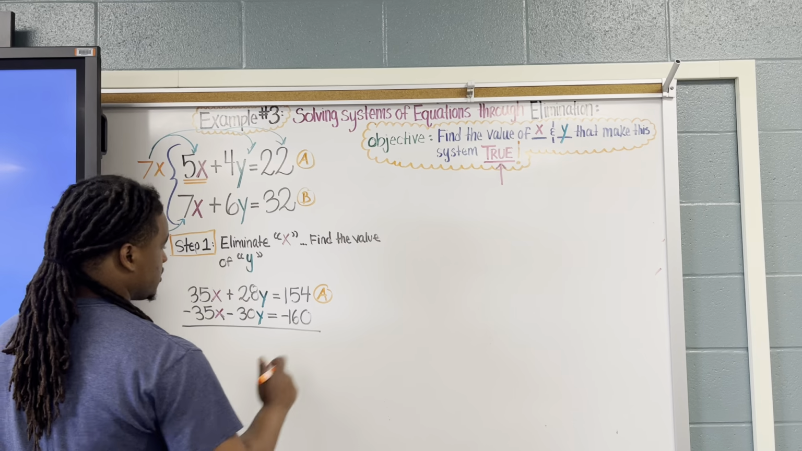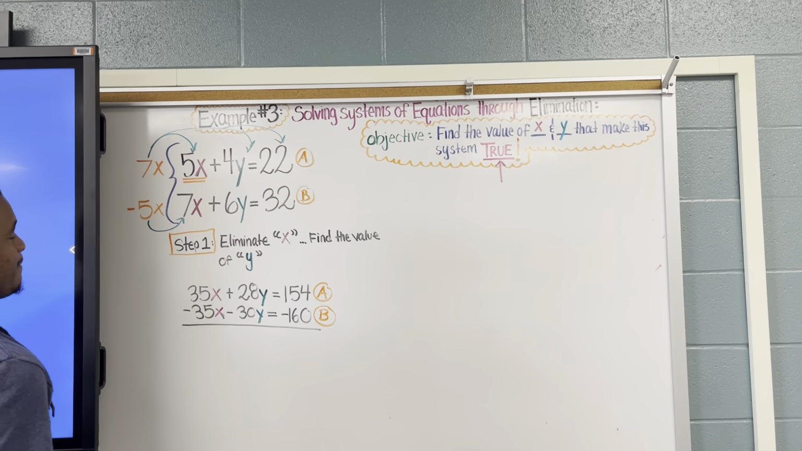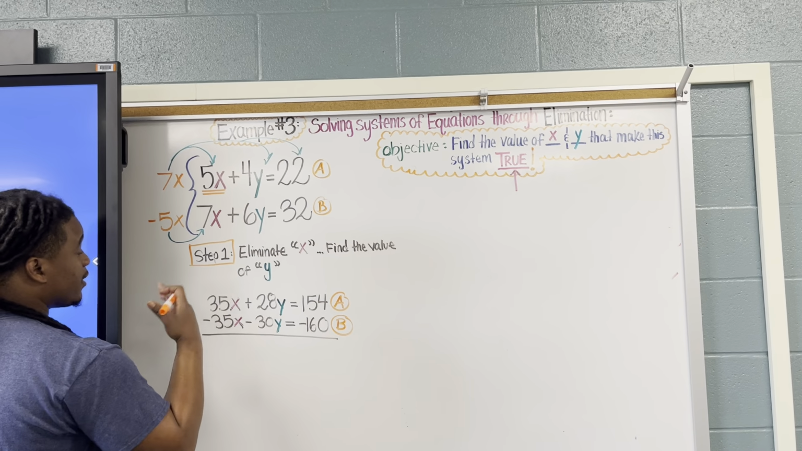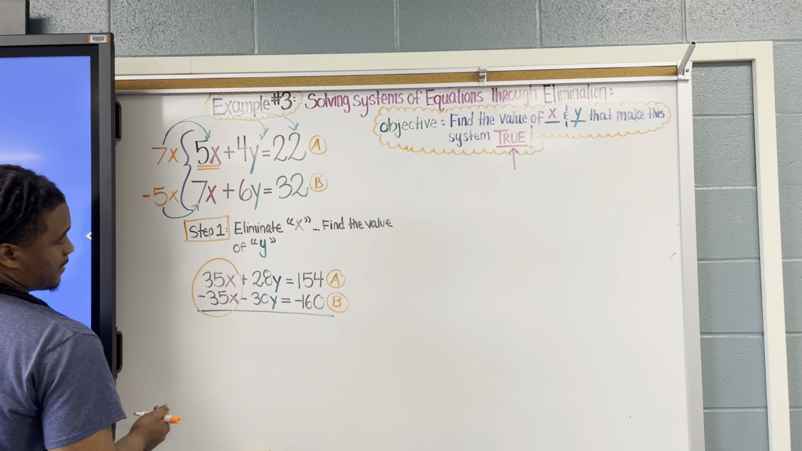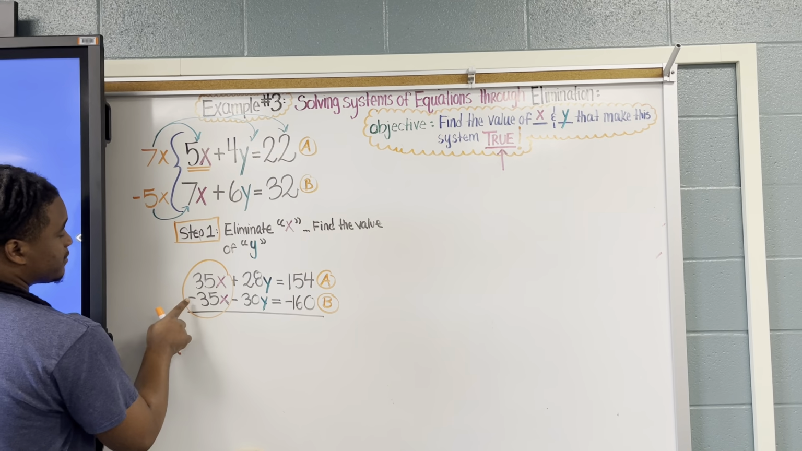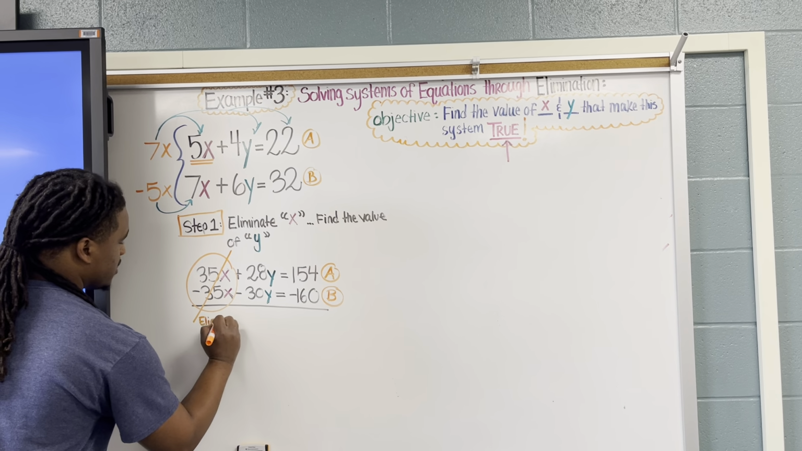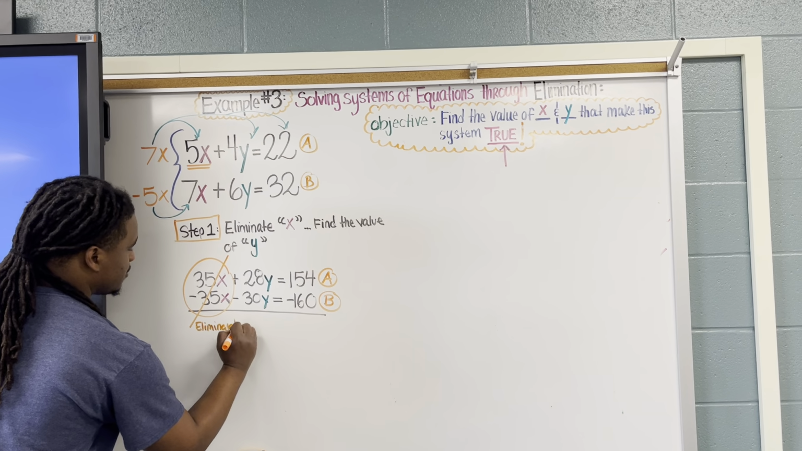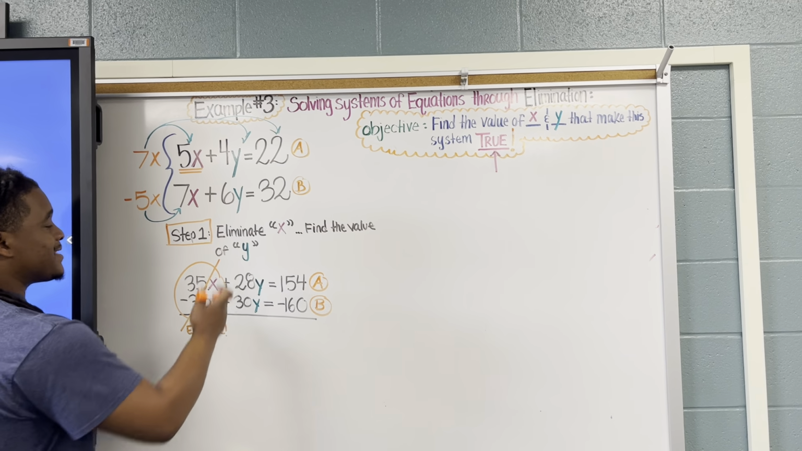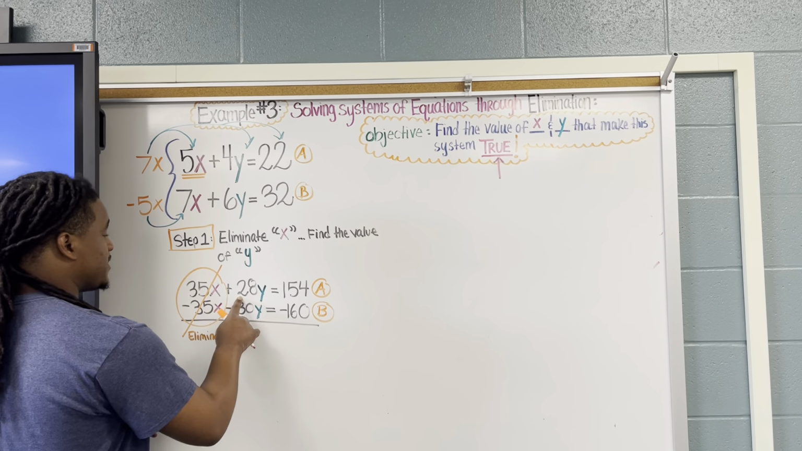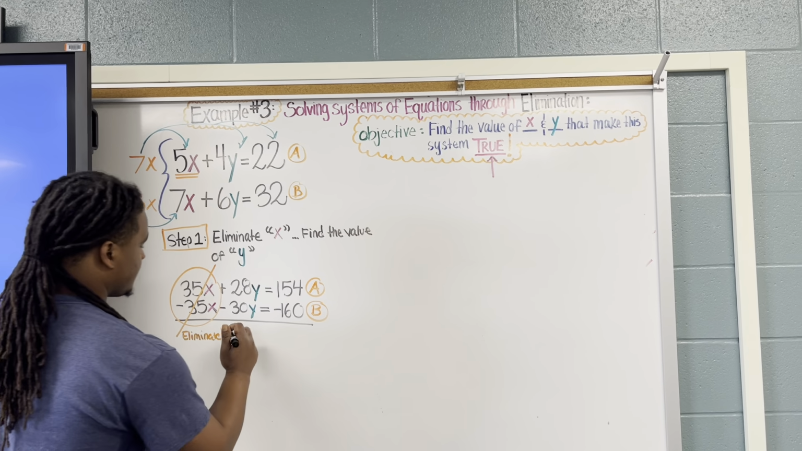So now, ladies and gentlemen, we're almost done with step 1. We're halfway through. We have made it to where the coefficients connected to the x variable are opposite, so a positive 35 and a negative 35 cancel out. It eliminates, so we're good. Now the only variable we have left is the y variable. So now let's add everything together. 28y minus 30y is a negative 2y.